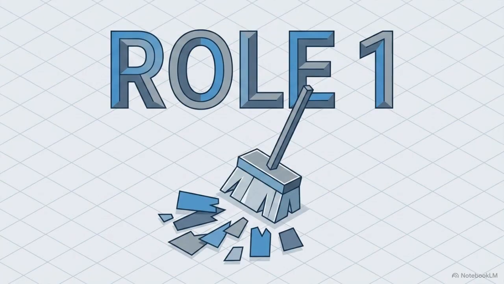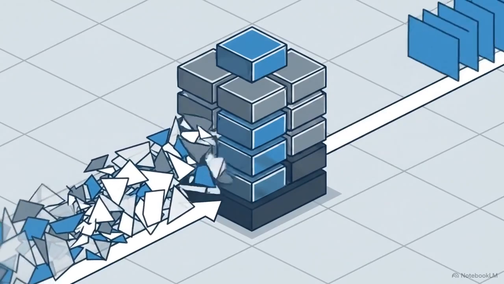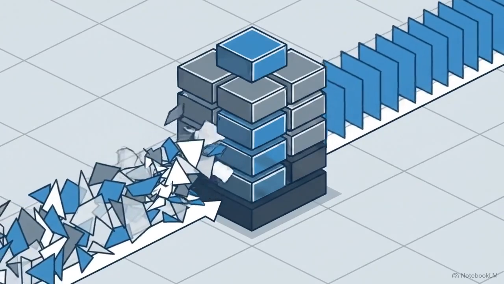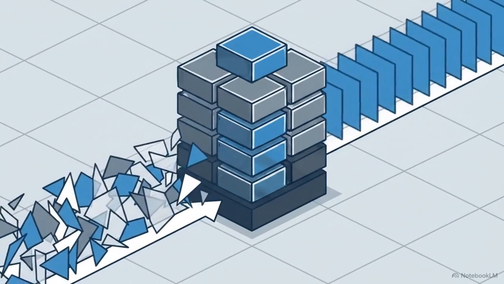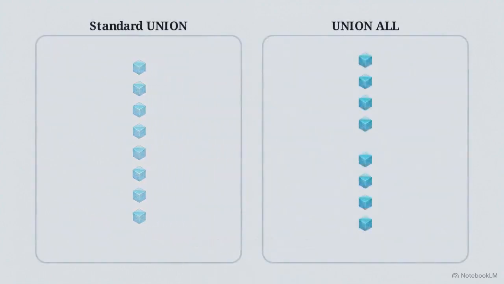The first role is the data janitor. Before you can run any kind of accurate analysis, you have to gather raw, messy data from multiple sources and scrub it down. Instead of joining horizontally, you use a union command to stack tables vertically. This snaps identical lists, like 2024 and 2025 sales, into one record.